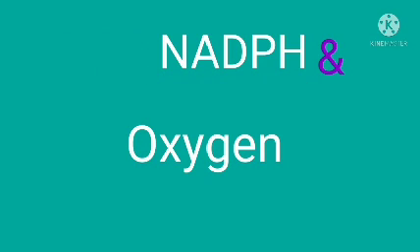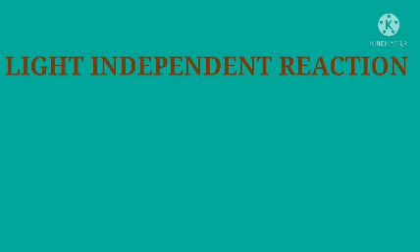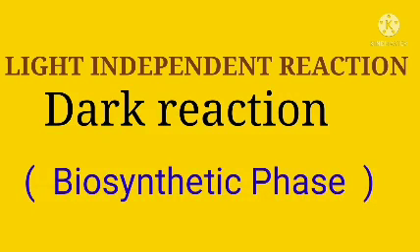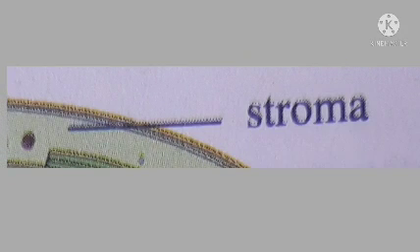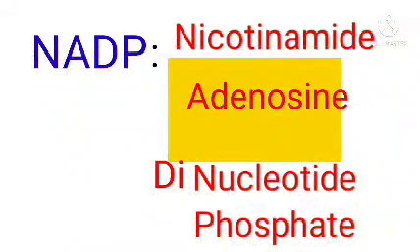Light independent reaction or dark reaction or biosynthetic phase. Dark reaction takes place in the stroma of chloroplasts. Hydrogen ions produced in photolysis are immediately picked up by the NADP, nicotinamide adenine dinucleotide phosphate. Dark reaction also takes place during the daytime only.